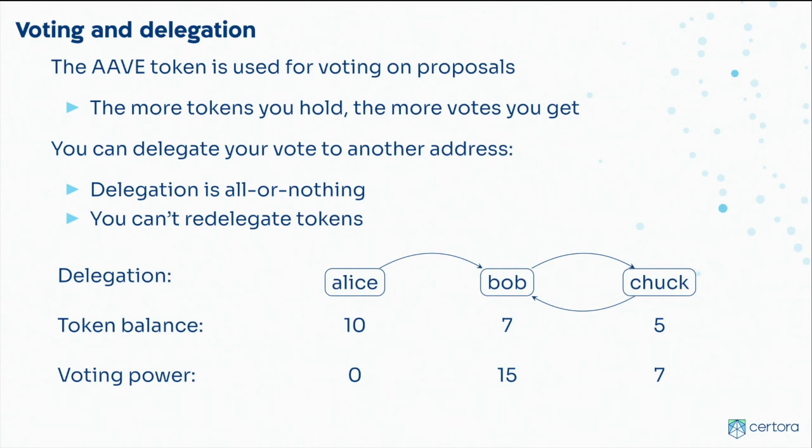You can't redelegate. So if I delegate my voting power to you, and then you delegate to somebody else, they don't get my voting power, they only get your voting power. So just as an example here, if I have Alice, Bob, and Chuck, if Alice delegates to Bob, her 10 tokens go to Bob. If Bob delegates to Chuck, his 7 tokens go to Chuck, but the 10 that Alice delegated to him does not also go to Chuck. He still has that voting power. If Chuck delegates back to Bob, Chuck's 5 tokens go into Bob's delegating power. So with this diagram, Bob has both Alice and Chuck's voting power, and that's why he has 15.